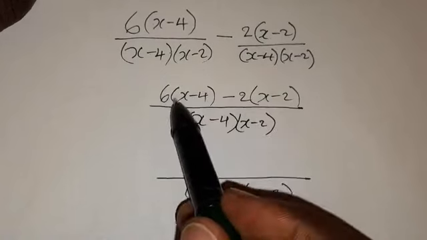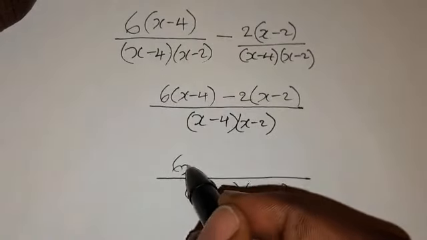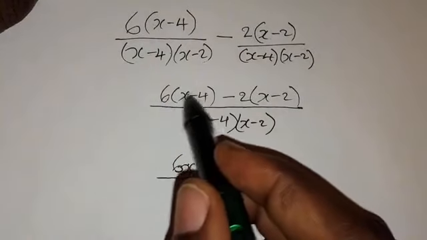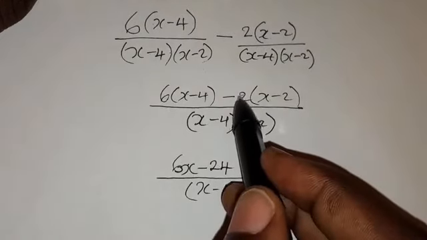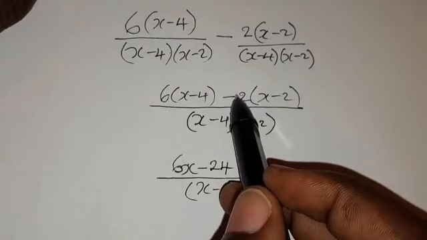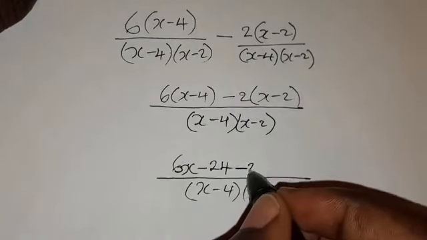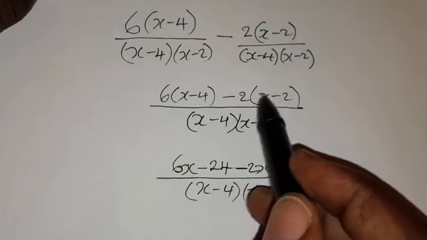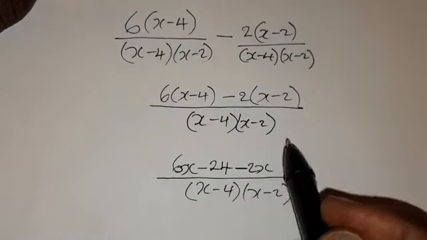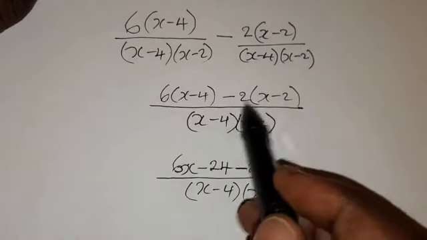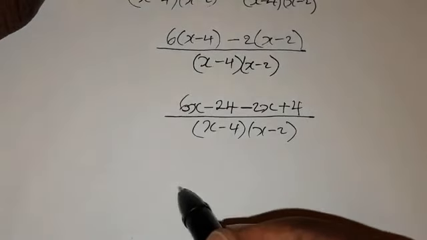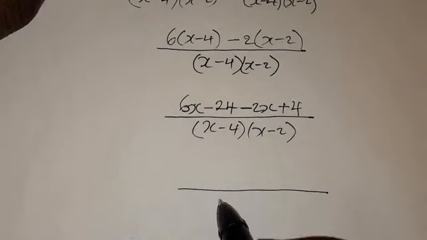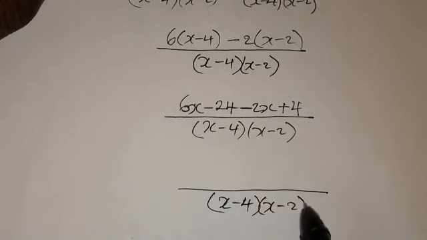So let's expand and simplify. We have 6 times x is 6x. Then 6 times negative 4 is negative 24. Then you come to this part. Negative 2 times x is negative 2x. Take note, I'm saying negative 2 times x, multiplying together with the sign so that we don't make mistakes. Negative 2 times negative 2 is positive 4. We collect like terms together on top, but on the denominator, we maintain the x minus 4, x minus 2.